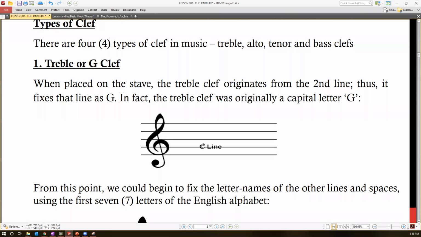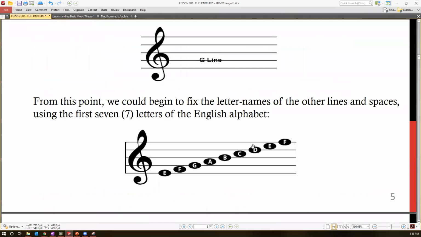Now, when we've identified that, we write out the letters of our alphabet. That's G, and the next space is A. The next line is B, the next space is C, continuously. And even going down, we follow the alphabet in order.